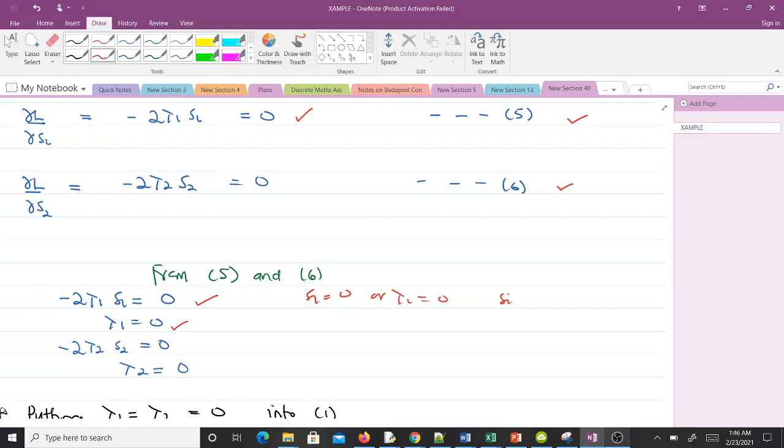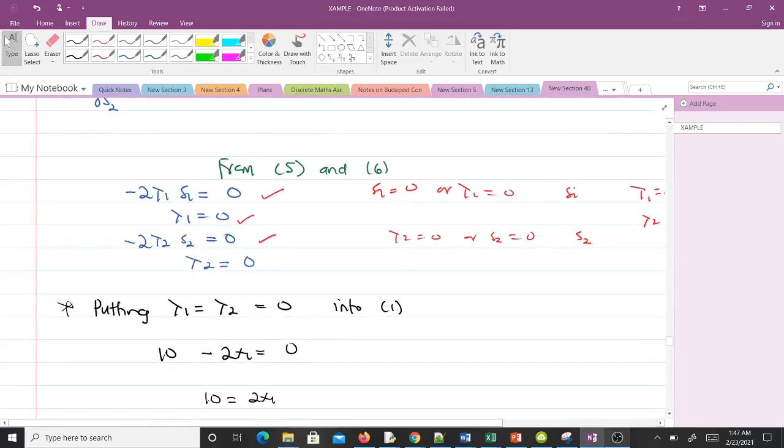Then in 6, we have this. We now want to find either lambda 2 is 0 or s2 is what? 0. But we are choosing lambda 2 to be 0. That means s2 is going to be a non-zero number which we are supposed to find. So that means making this, we already know what our lambda 1 is. It is 0. Our lambda 2 is also 0. So we've been able to find 2 of the 6 unknowns. So we will use these 2 to further find the rest. Okay.